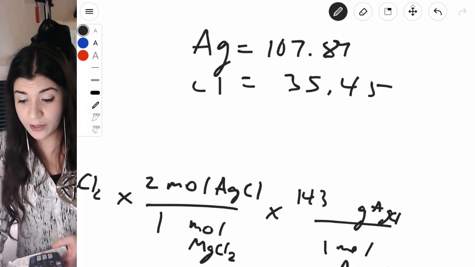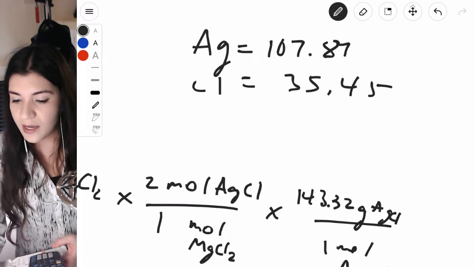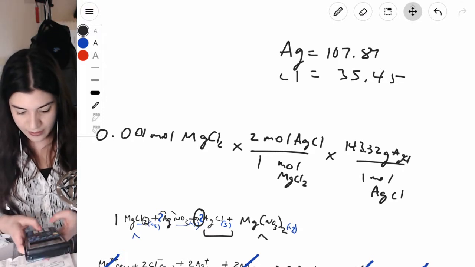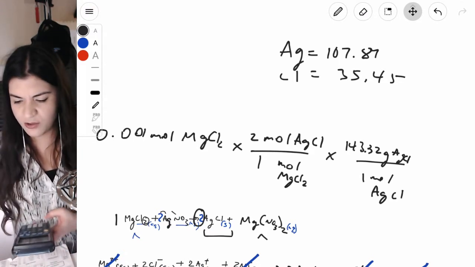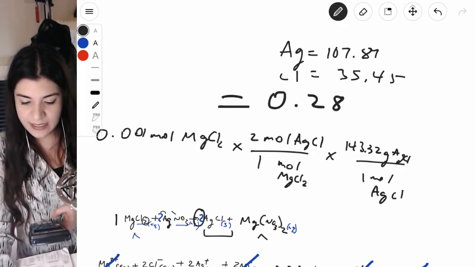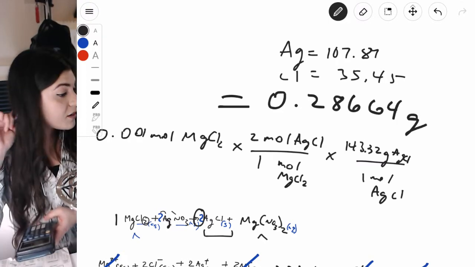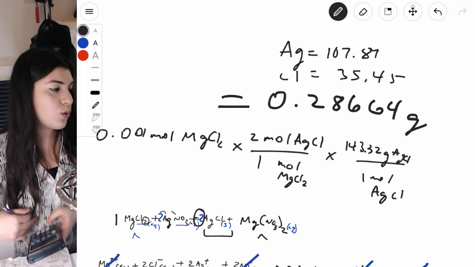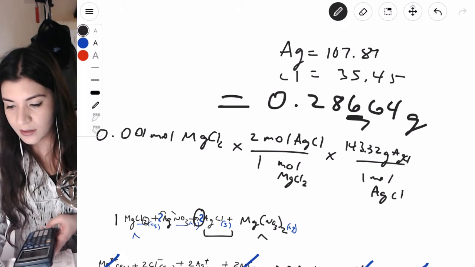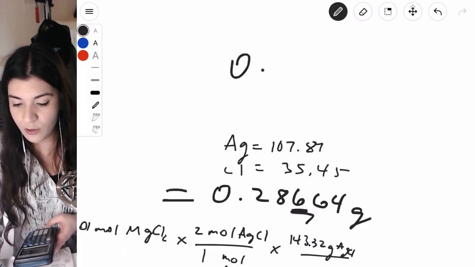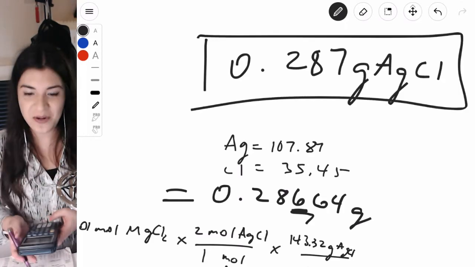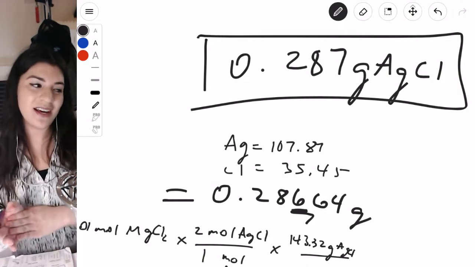All right, this gives us 143.32, and then we'll multiply everything out, and that'll give us the overall mass of the solid. So let's see, multiplying everything on top, since everything's really divided by 1, our final answer would have been 0.28664 grams, rounding. Let's look at our sig fig count. The amount of sig figs that they gave us was 3. So I'm going to round this to 3 sig figs. So this would have been rounded up to 7. So 0.287 grams of silver chloride. All right, that would be our final answer. Okay, that would be it for that one.